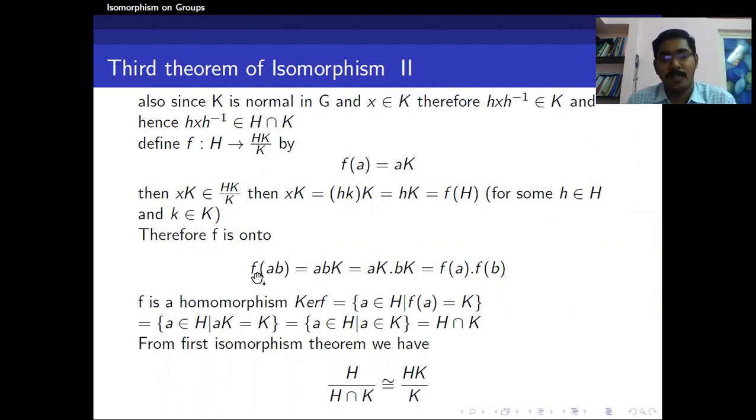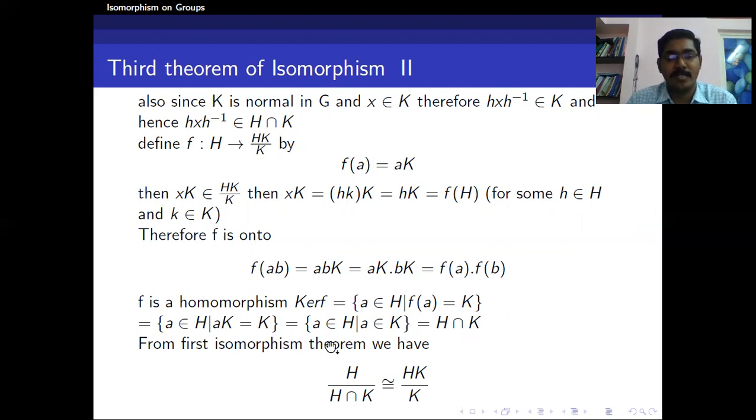Therefore f is onto. Then f of ab equal to abK. abK can be written as aK into bK. So aK is what? f of a, and bK is f of b. So f of a into f of b. Therefore f is a homomorphism. And the kernel of f can be written as the set of all a in H such that f of a equal to K. That is equal to the set of all a in H such that aK equal to K. So aK equal to K means a belongs to K. Therefore, the set of all a in H such that a belongs to K. That is actually the definition of H intersection K.